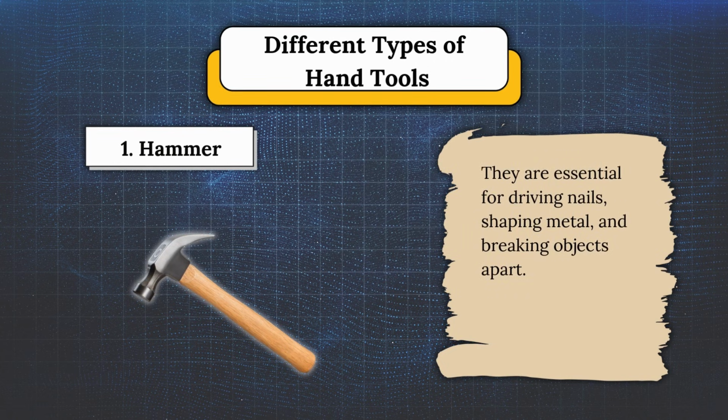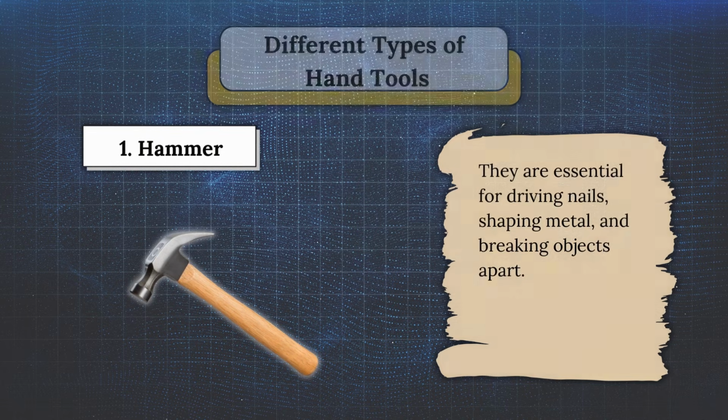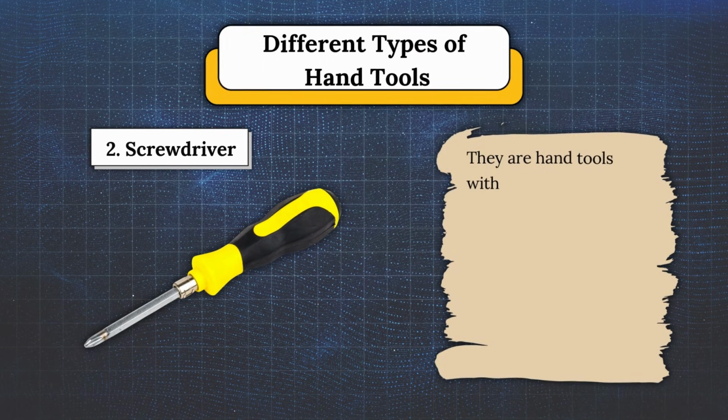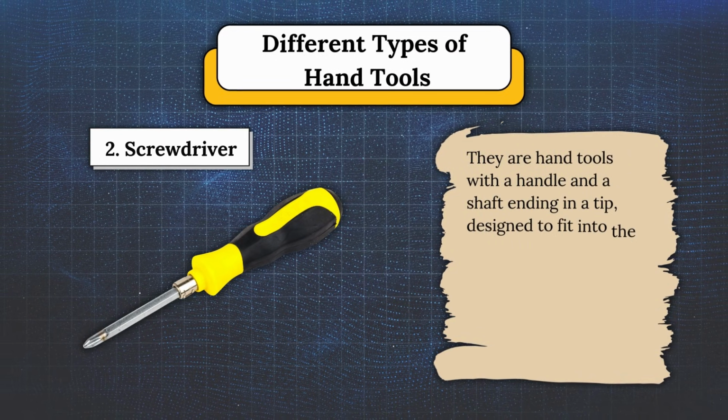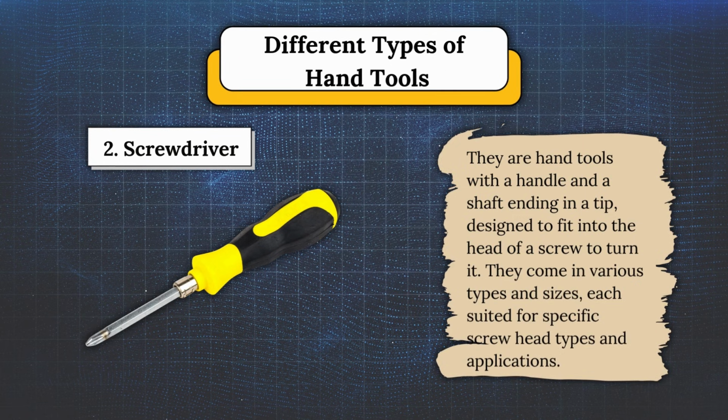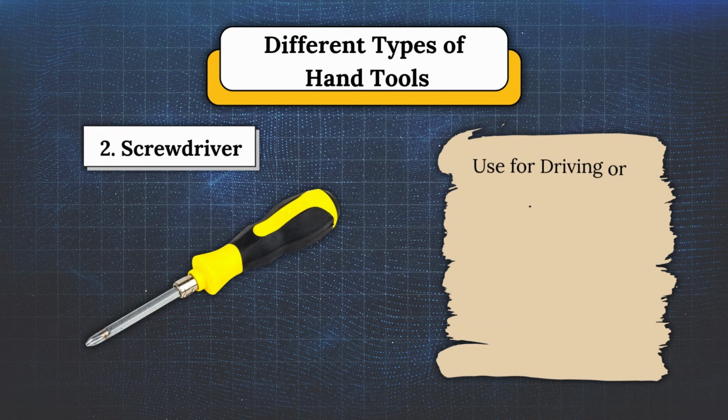control. They are essential for driving nails, shaping metal, and breaking objects apart. Number 2, screwdrivers. They are hand tools with a handle and a shaft ending in a tip, designed to fit into the head of a screw to turn it. They come in various types and sizes, each suited for specific screw head types and applications. They are used for driving or removing screws.